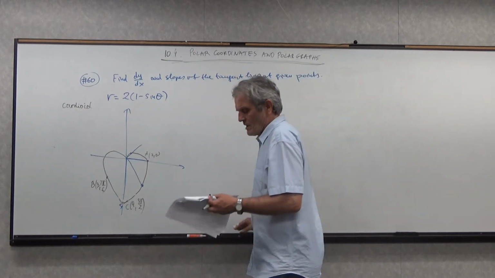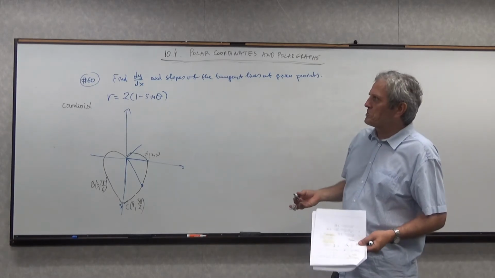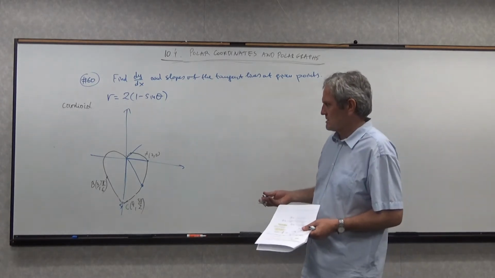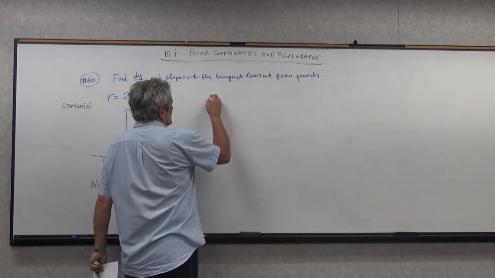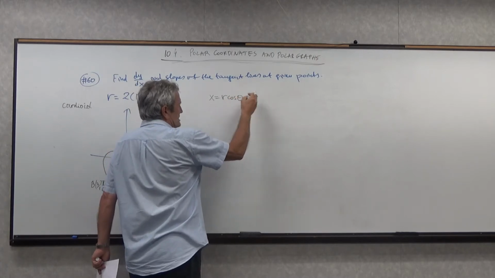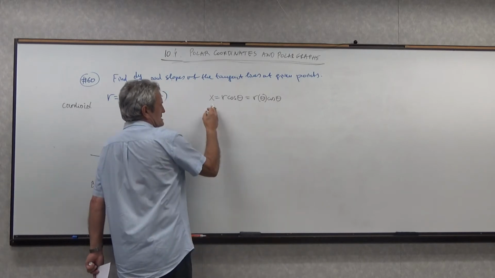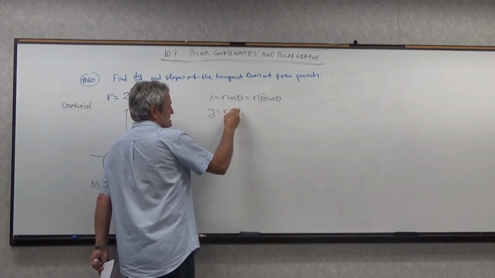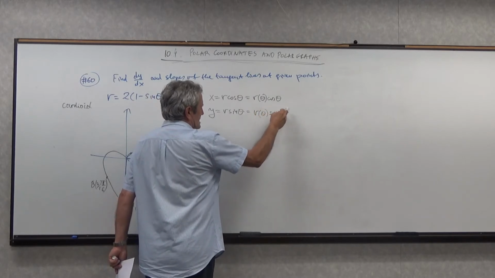Why? Your book wrote a huge formula. I don't suggest that you memorize that because it's not necessary. So what would that be? We know that x equals r cosine theta, but r is a function of theta. So it looks like this. y is r sine theta, so that would be r of theta sine theta.